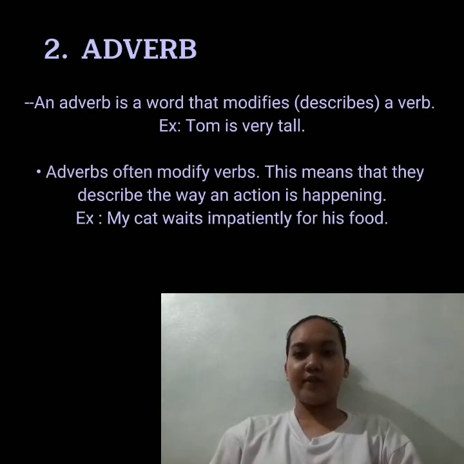Adverb. An adverb is a word that modifies or describes a verb. Example, Tom is very tall. Adverbs often modify verbs. This means that they describe the way an action is happening. Example, my cat waits impatiently for his food.